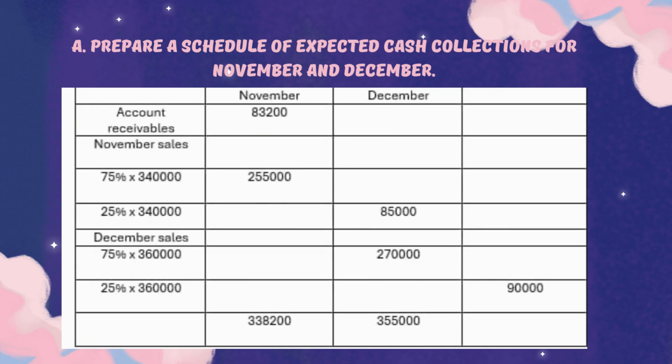After that, for December sales, firstly we have to find the 75%, like November. We times it with 360,000. We put the answer, which is 270,000, on December sales. We got the total for November is 338,200, and December is 355,000.